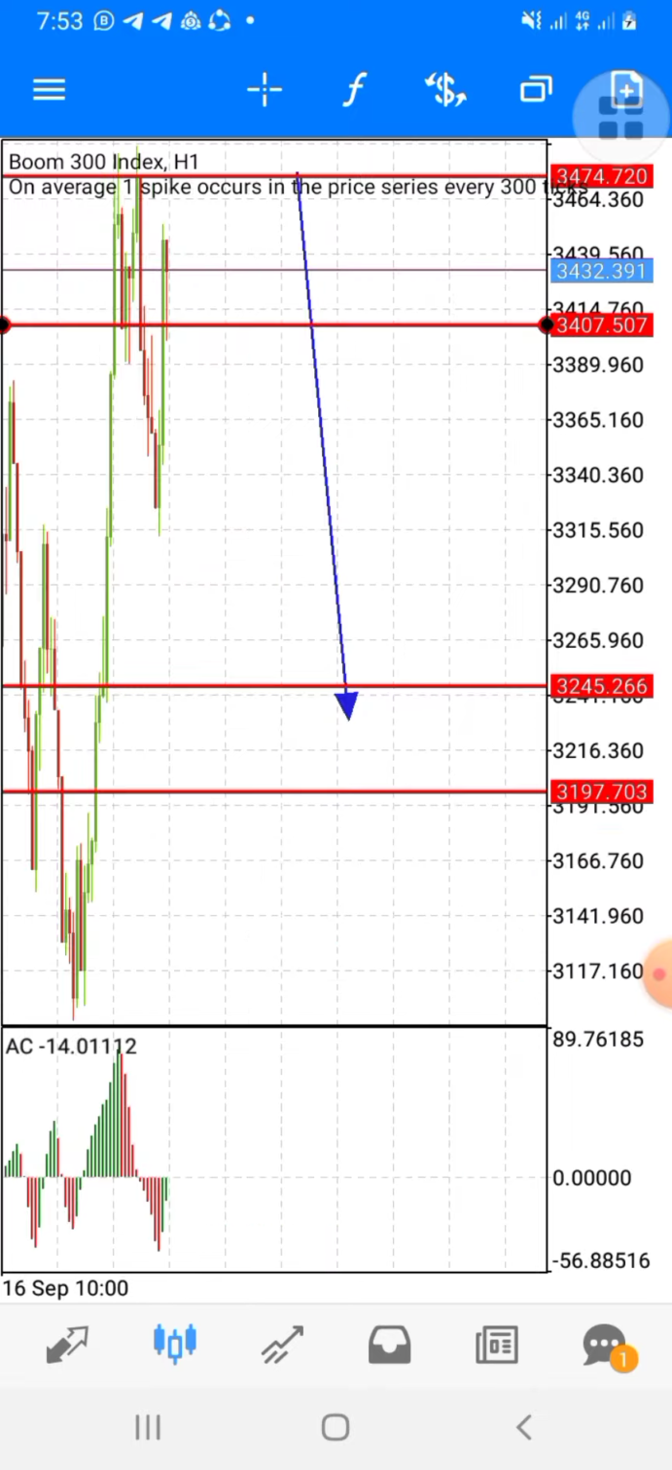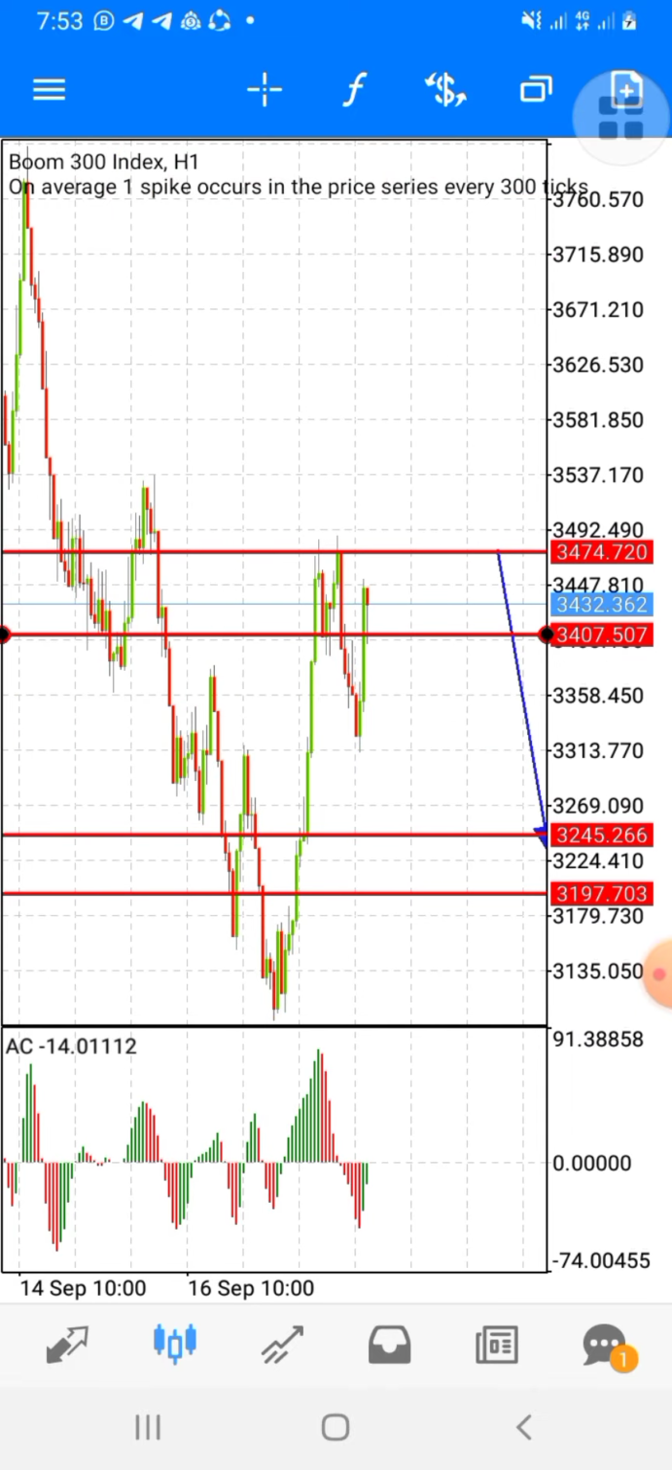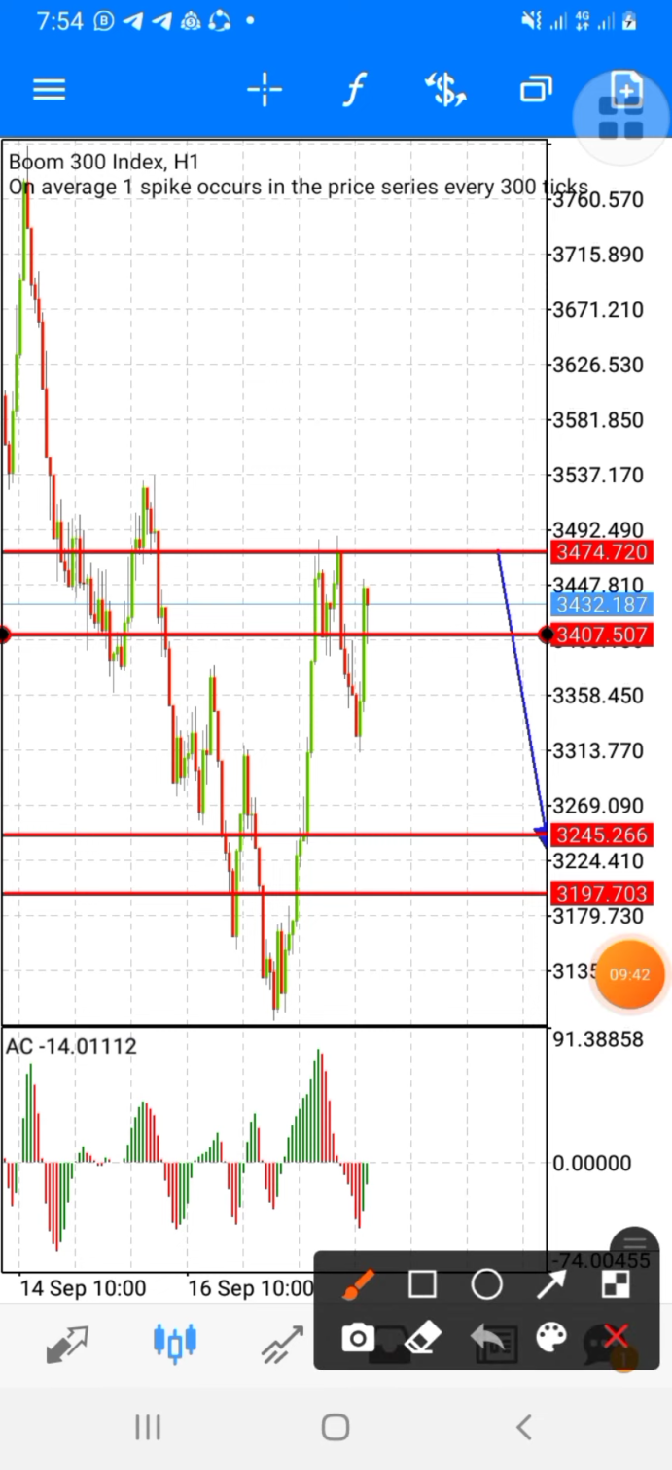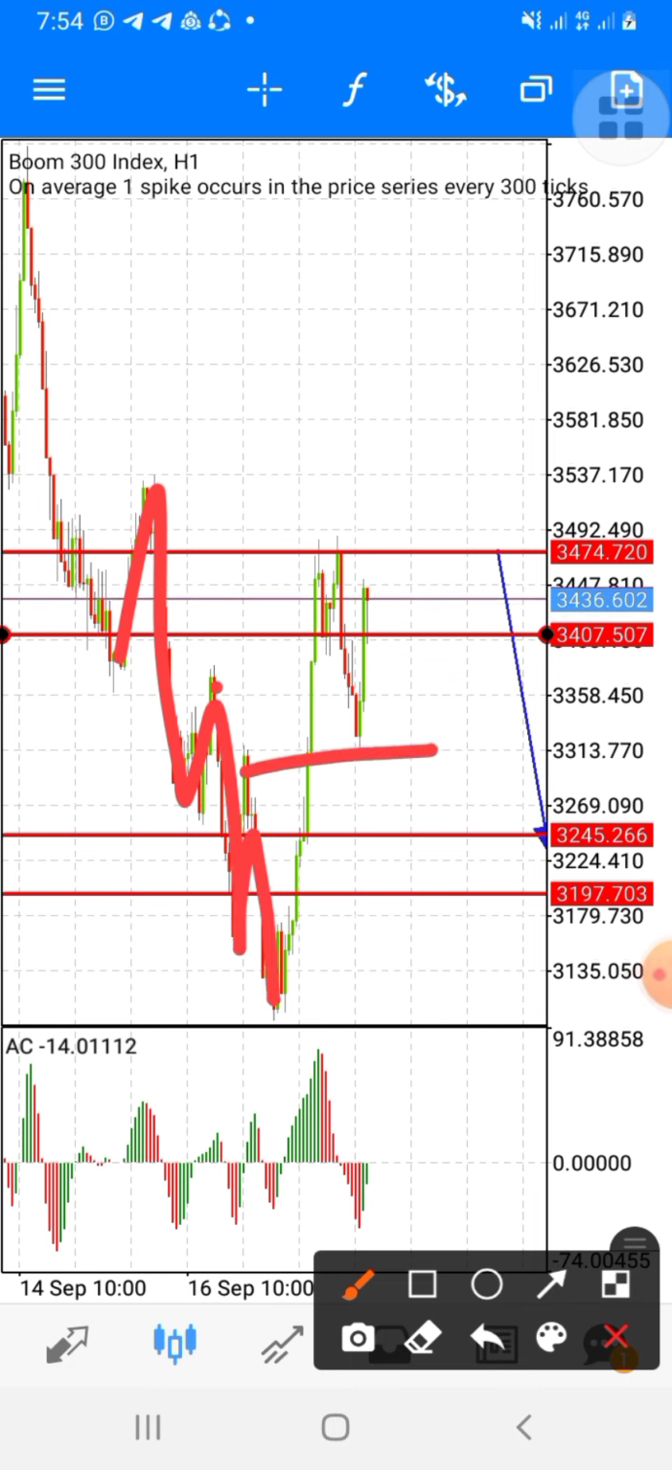Now let's check on a higher time frame. If I check on a higher time frame, what am I seeing? I'm seeing that the market has actually come. This is a market structure, right? The market has come, broken this one, broken this one. So it has broken out of that structure. So now it's retested back.